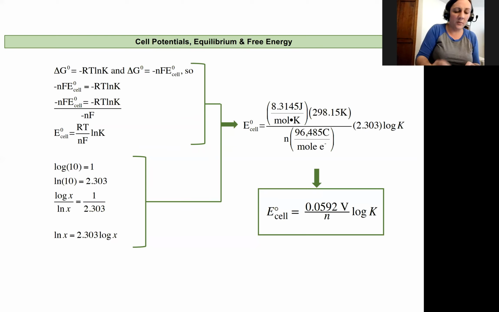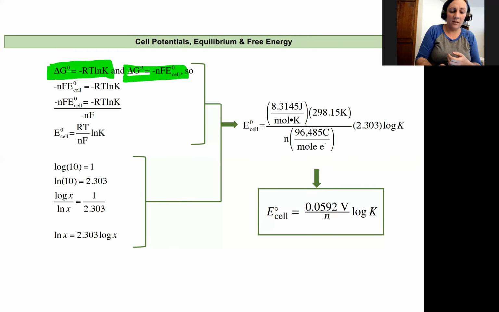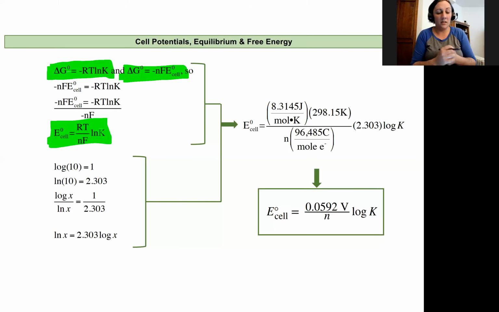So what we're doing here is we're taking two equations we already know about, that free energy connection to equilibrium constants that we talked about in our previous chapter, and then our new free energy connection to the cell potential. So we can rearrange and manipulate these two equations together, since they're both equal to standard free energy, to get a value for the standard potential of our cell equal to RT divided by nF times the natural log of K.